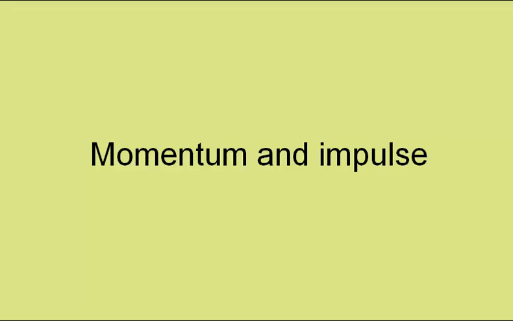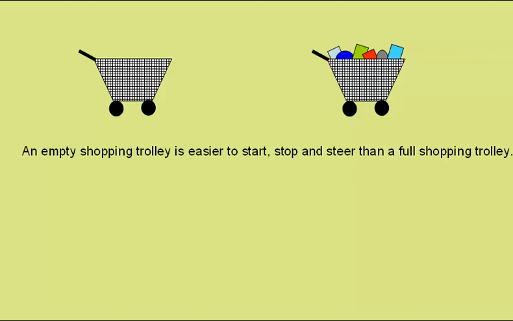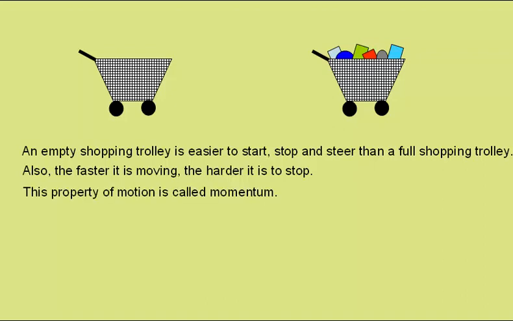Momentum and impulse. You know that an empty shopping trolley is easier to start, stop and steer than a full shopping trolley. Also, the faster it is moving, the harder it is to stop. This property of motion is called momentum. Momentum is mass times velocity, and momentum is given the symbol P, mass m and velocity v, so we get the equation P equals mv.